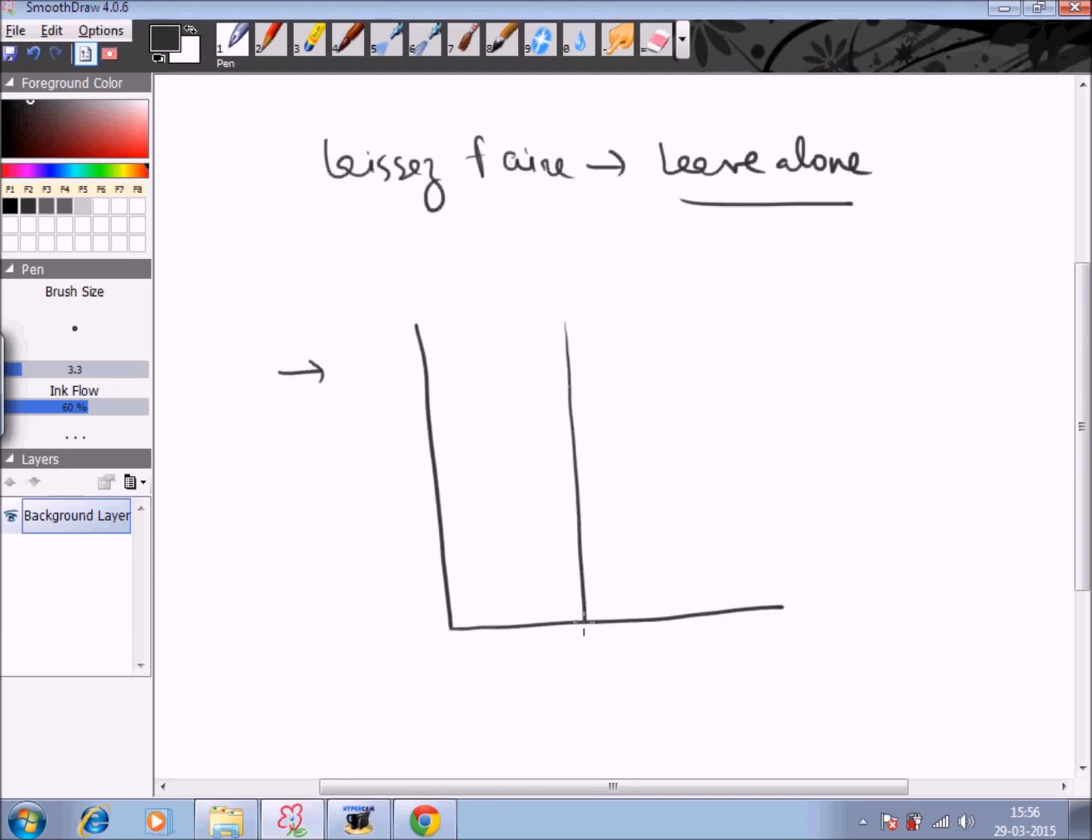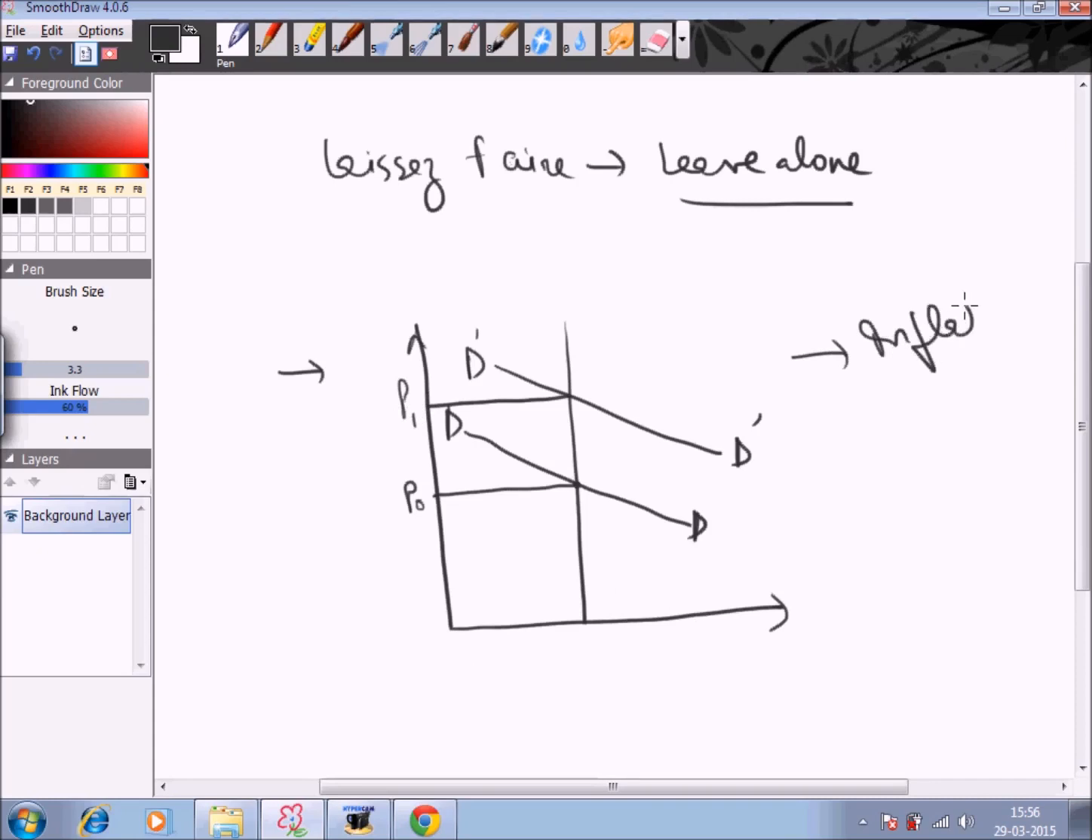Supply will be the same, and suppose the initial demand curve DD was this, but the demand has now increased to D dash D dash, because this is the equilibrium point where the demand curve intersects the supply curve. So initially the price was this, but when the demand rose, the price also increased, that is, it became P1. So what did it lead to? It led to inflation in the economy.